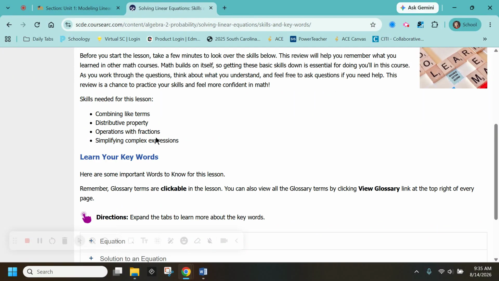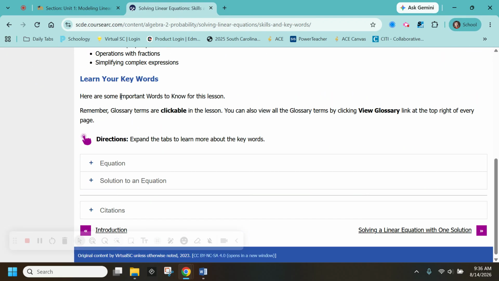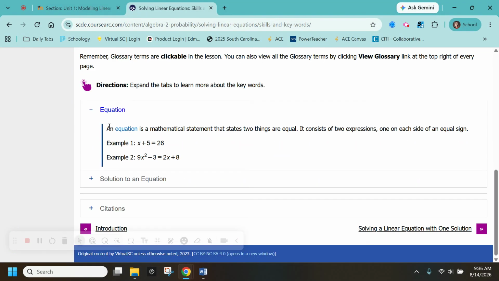So, skill check. This lesson should be somewhat of a review from Algebra 1. Depending on when you took it, there could have been a year in between, but there are a couple of different examples here that you can walk yourself through and see if you are good to go.